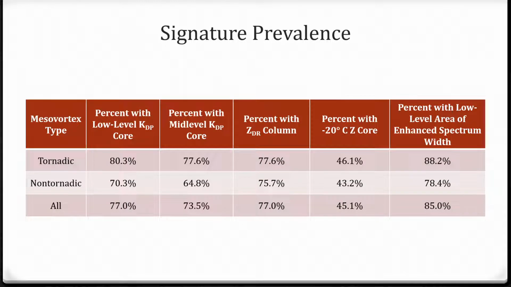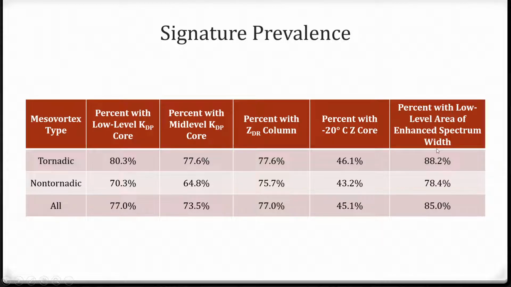We'll just end off here with, I've mentioned that a lot of these signatures are associated with mesovortices, so we can see that most of the signatures, you're getting 75+% of mesovortices have these particular signatures, with the highest or most prevalent being that low-level area of enhanced spectrum width.